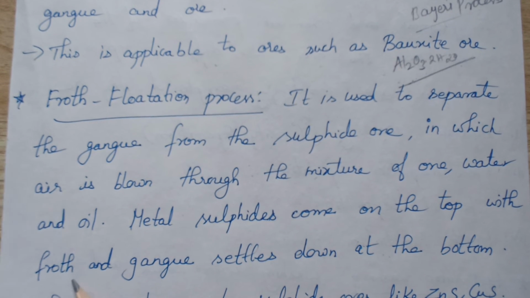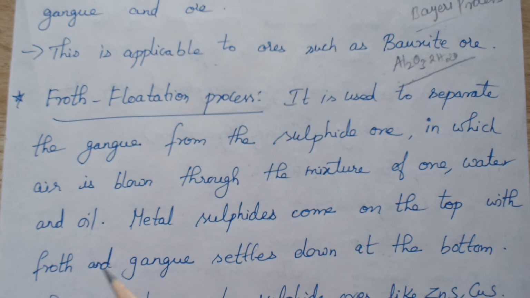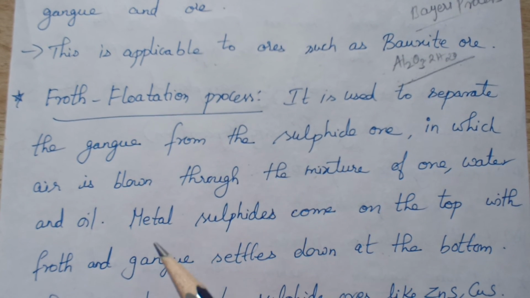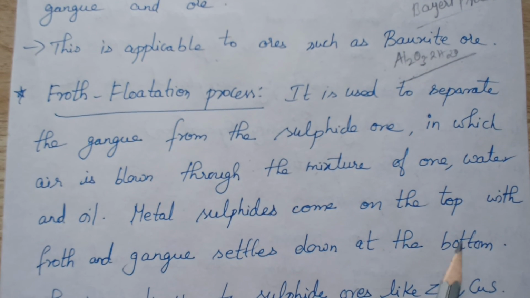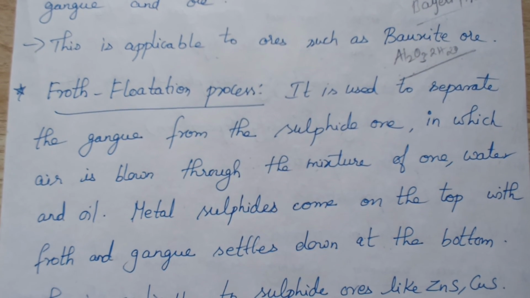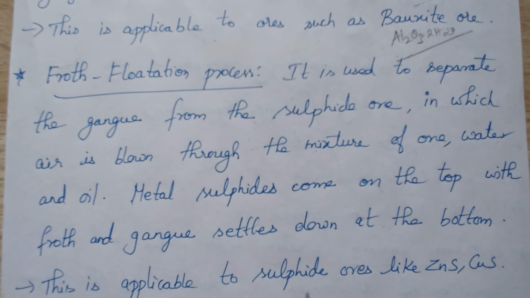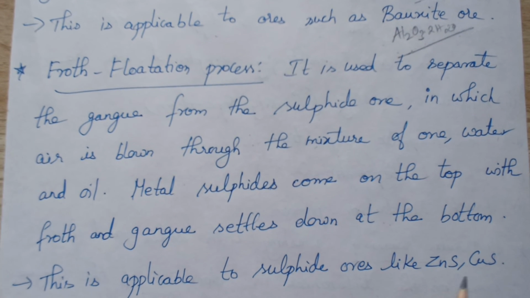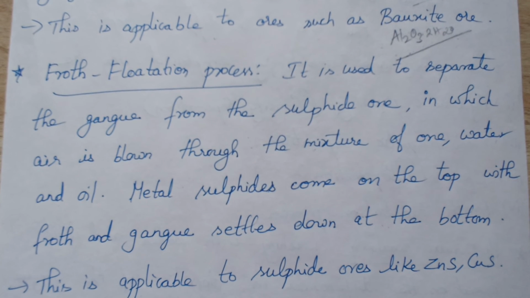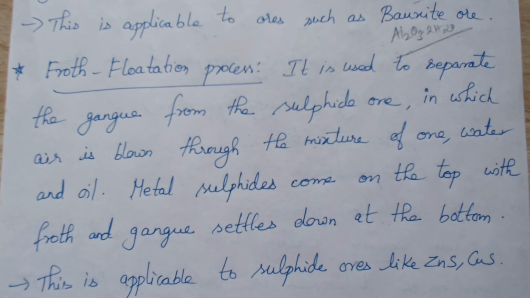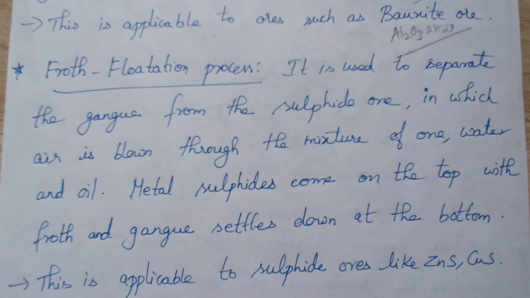And along with the froth, the metal sulfides come out to the top of the mixture, and the gangue settles down at the bottom. This is only applicable for sulfide ore, like zinc sulfide and copper sulfide. So these are the 4 methods used in the concentration of ores, or we can say enrichment of ores.